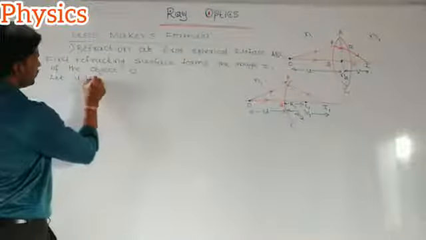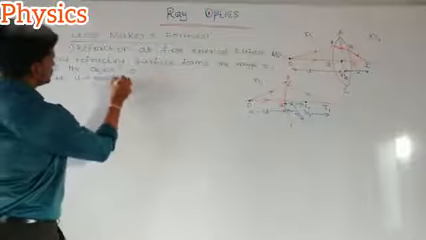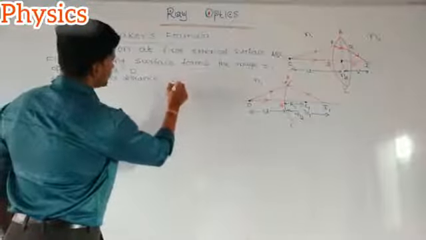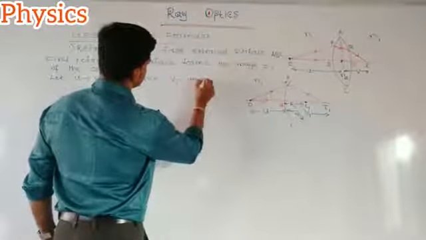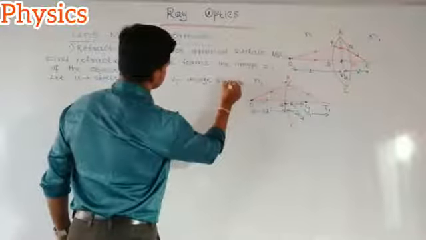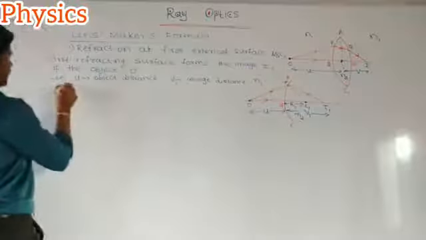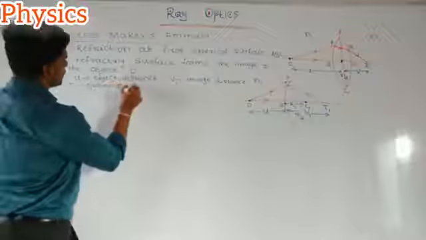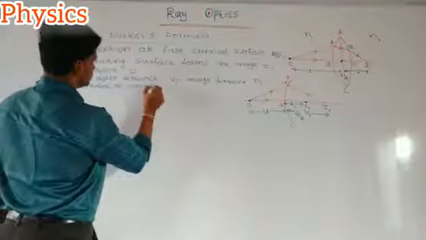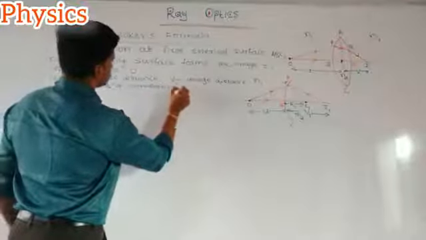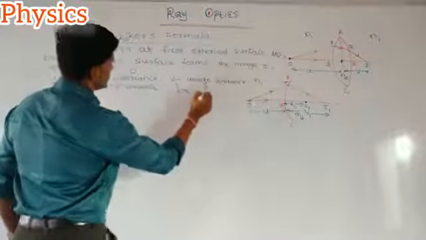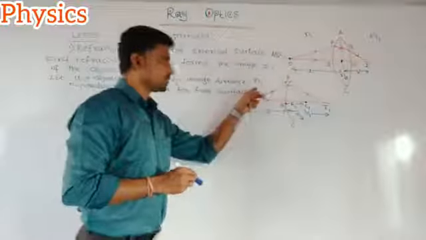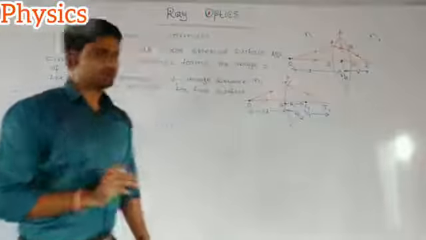Let U be the object distance, V1 be the image distance, R1 be the radius of curvature for the first spherical surface. And we know that N1 be the refractive index of the first medium and N2 be the refractive index of the second medium.